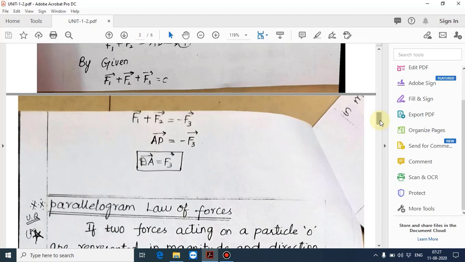Next, by what we are assuming first, F1 plus F2 plus F3 is equal to 0. So F1 plus F2 is equal to minus F3, you can write, no? And we know that F1 plus F2 is equal to AD, so AD is equal to minus F3. Therefore, if we change the magnitude and direction, AD means DA is equal to F3. That only we have to prove.